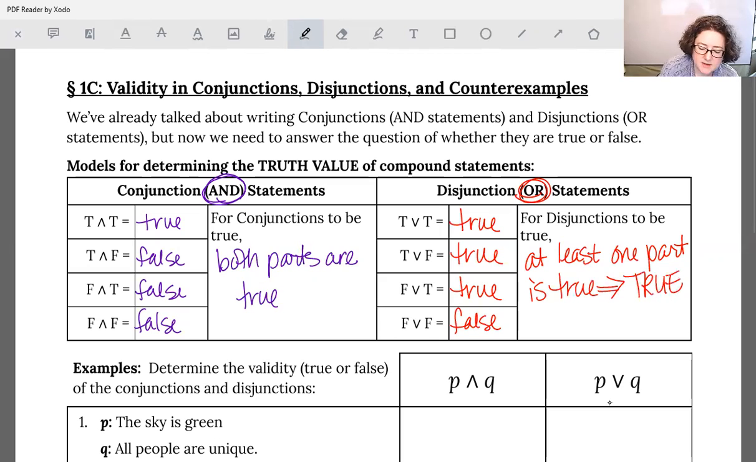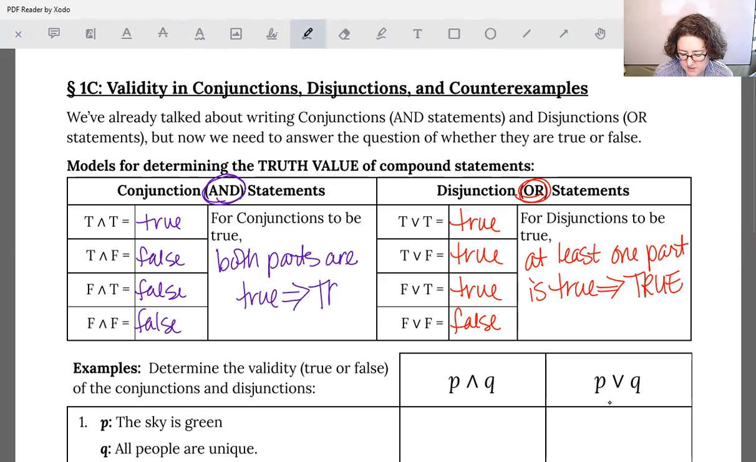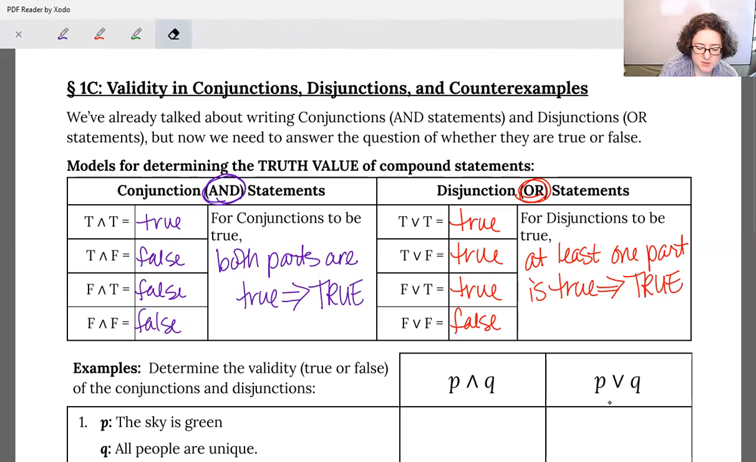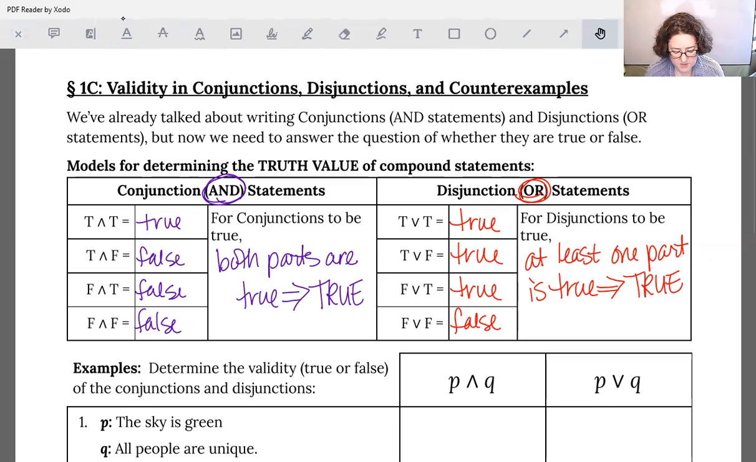And going back to the and statement, just to clarify a bit, both parts are true means the whole piece is true. So and you need both parts, or you just need one. So let's check out a couple examples. These are just random ideas, but things that we know are either true or false pretty straightforwardly.